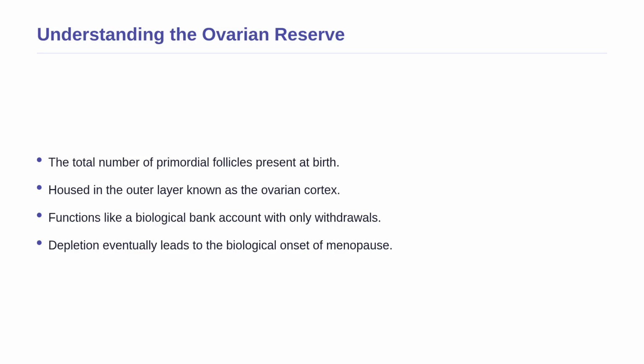The ovarian reserve is the total number of immature eggs, or primordial follicles, present in the ovarian cortex at birth. Throughout a woman's life, this reserve is continuously depleted through ovulation and a natural cell death process called atresia. Understanding this biological bank account is crucial for diagnosing infertility and understanding the onset of menopause.